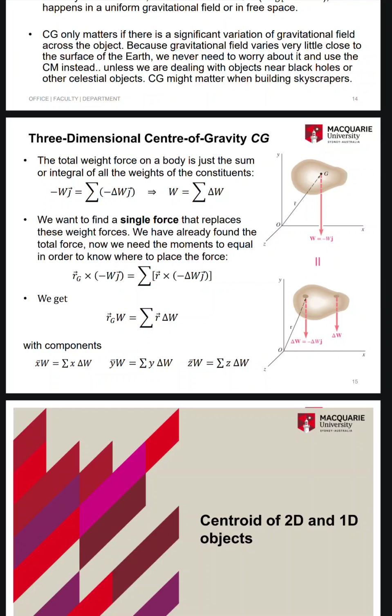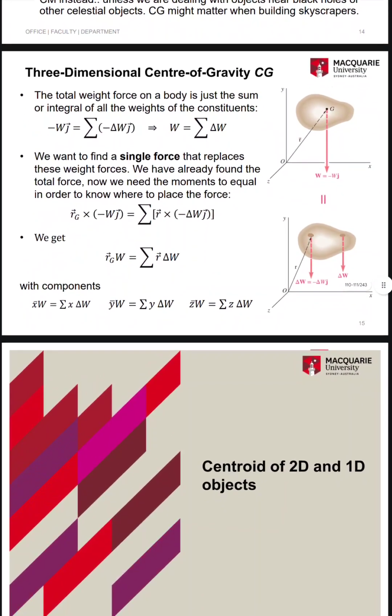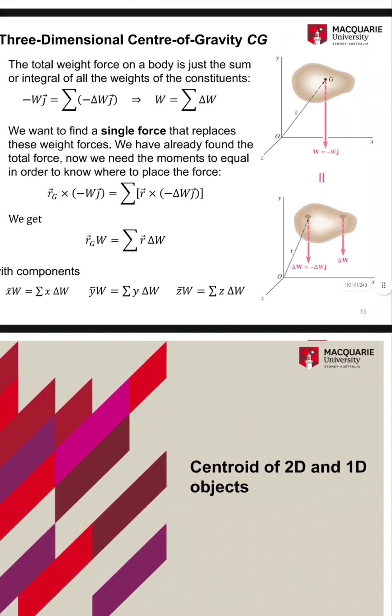Rg times W equals the summation of R times del W. We get Rg W equals the summation of R del W, with components x bar W equals the summation of x del W, y bar W equals the summation of y del W, z bar W equals the summation of z del W.